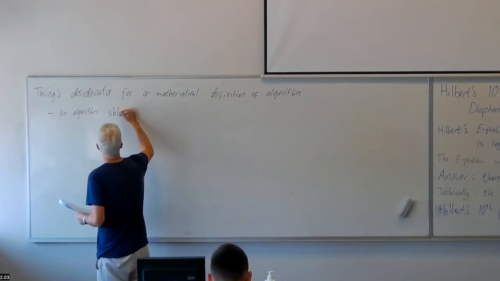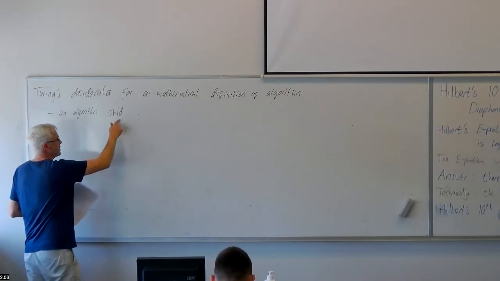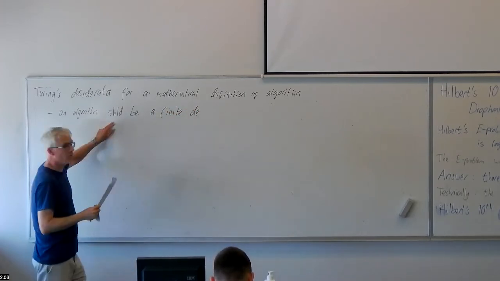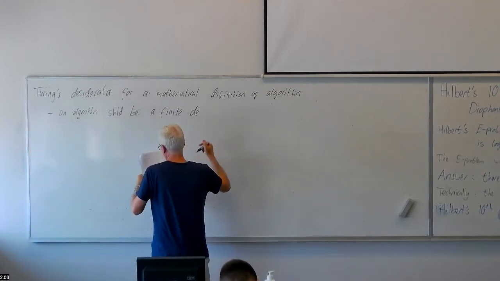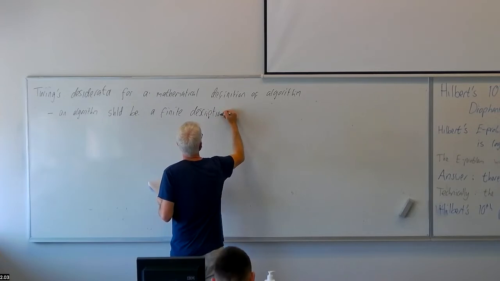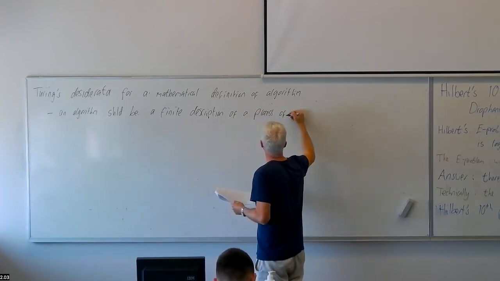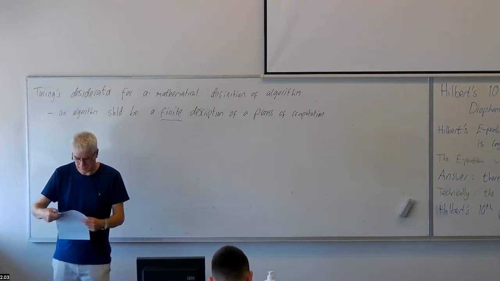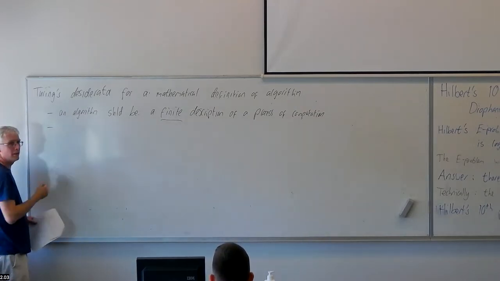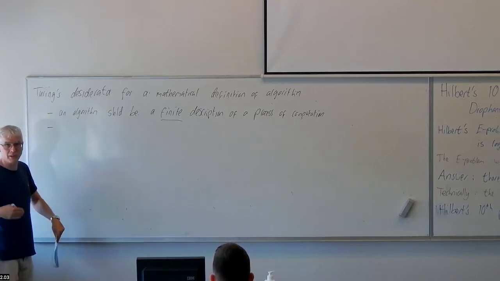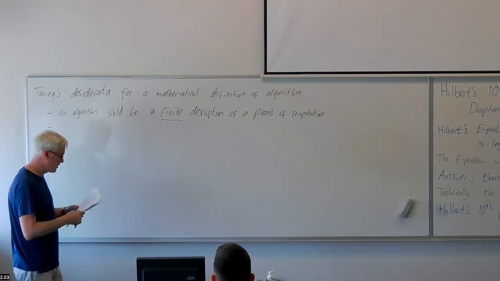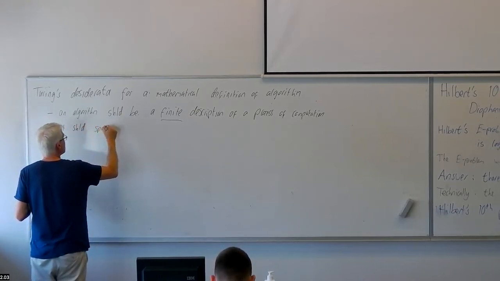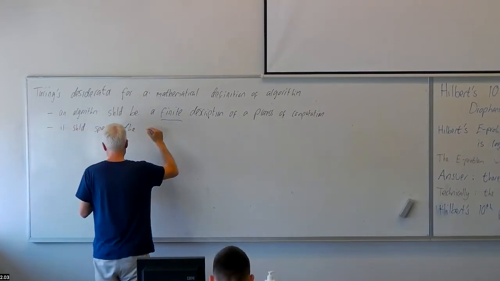So an algorithm should be, I'm just going to sometimes abbreviate words, like this is "shld", S-H-L-D, should be a finite description. This is the kind of writing one does in SMS messages. So a finite description of a process of computation. Finite here is very important. It should not be, of course, a partial description, but if it's an algorithm that we can follow step by step, it should contain all the information that's necessary to follow it. So it should again specify the computation process in its entirety.